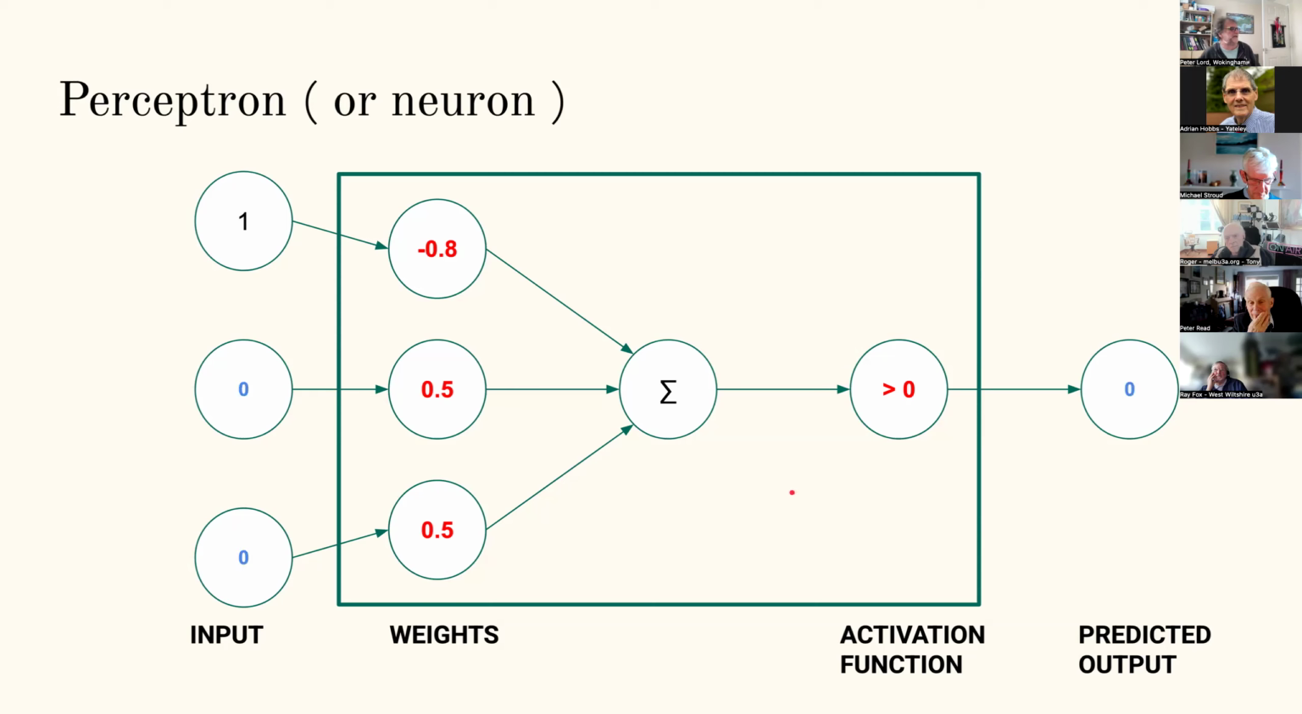So if we take a simple example here, we're inputting 0 and 0 here, and we've got a constant up here which is 1, and you can do the maths yourself. So here we're doing 1 times minus 0.8 plus 0 times 0.5 plus 0 times 0.5. Add all those together. Is that greater than 0? No. With these inputs, 0 and 0, we get 0. You can do the maths yourself.